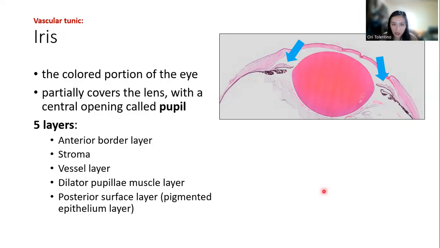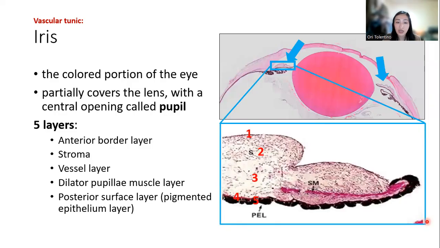Allows the light to enter from the pupil to the lens because this is transparent and it hits the retina at the back. Okay, so the iris is pigmented and opaque. So all the light can only pass through the pupil. So there is no other way for the light to pass except through the pupil in the center. Okay. So it has 5 layers. No need to memorize the layers. Just familiarize, especially where the muscles of the pupil are. Okay, it is in the vessel layer here, and it's in the dilator pupillae muscle layer.